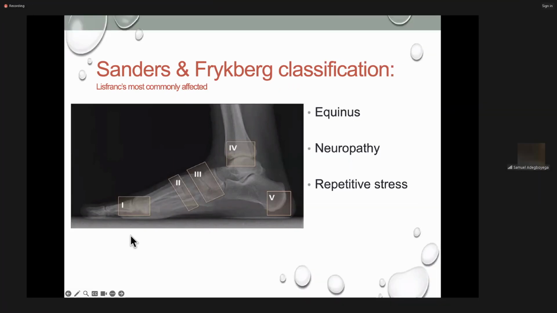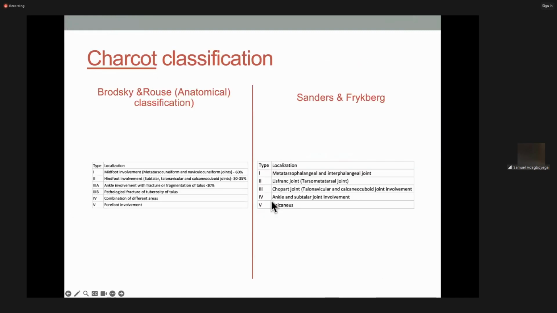So in Sanders, stage 1 is your atrophic. Stage 2, your Lisfranc. Stage 3, your midfoot. Stage 4, your ankle. And stage 5 is your calcaneus. Okay.